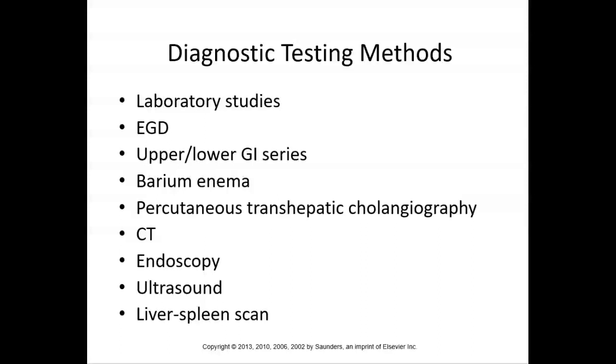ALT and AST you need to know. If you've had pharm, you should already know these. Normal ALT is 4 to 36. Normal AST is 0 to 35. And we're watching if those numbers elevate, that would indicate there's something wrong with the liver.